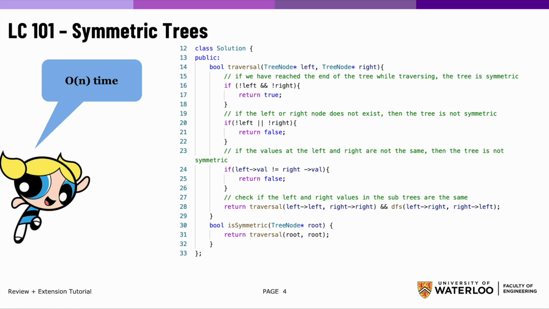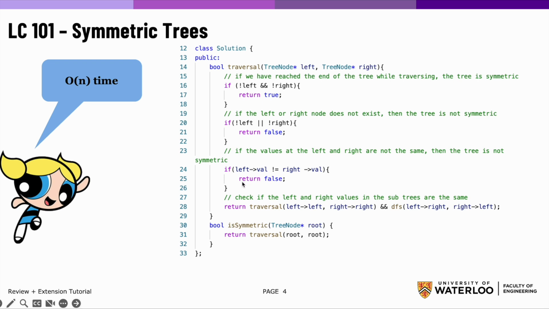And if both of those are true, then that means we've reached the end of the tree, meaning that the tree is symmetric. One other case is that if either the left or the right node that we're checking right now doesn't exist, then this tree is not symmetric because we have one side that has a node and the other side that doesn't. So symmetry is not conserved.